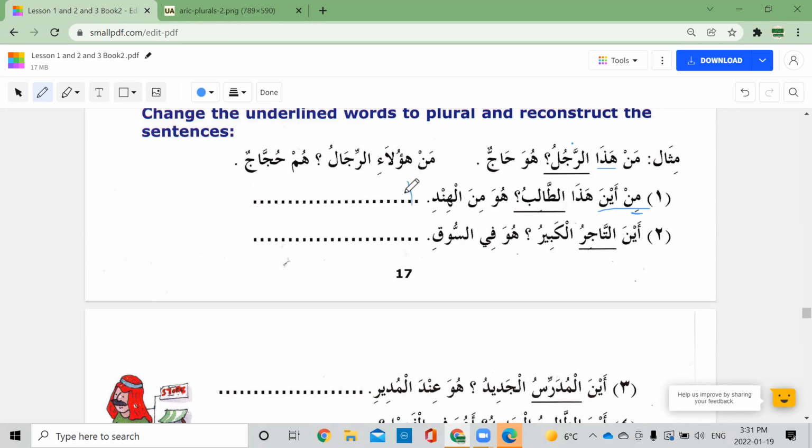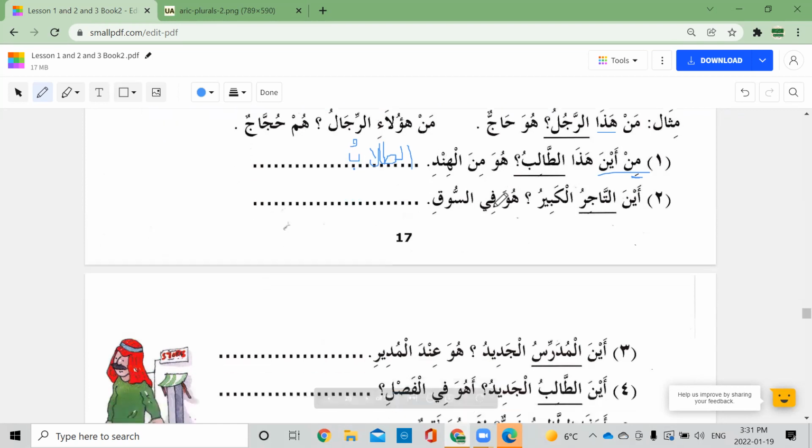Because why? Because there will be alif lam, right? And with alif lam, we cannot put tanween. So it'll just be tullabu. Min aina haulai tullabu, hum minal Hindi. Yep, that'll be the same. That's correct. The next one.